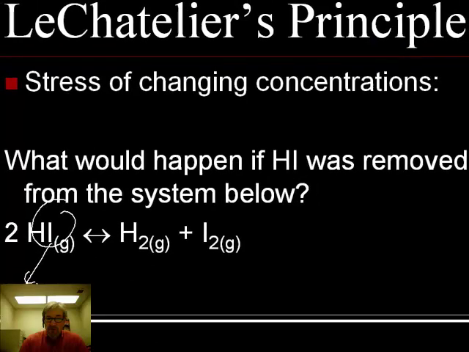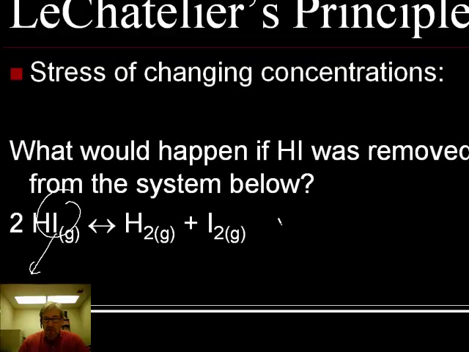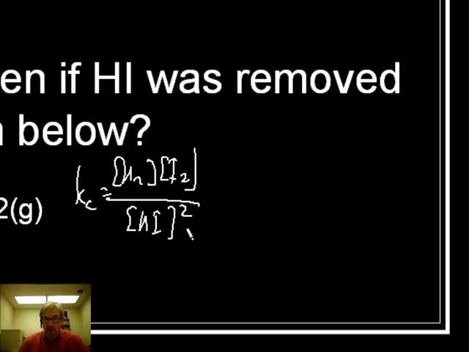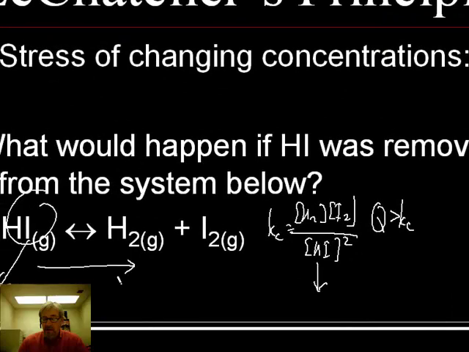Again, let's evaluate this in terms of what happens to the mass action expression. Kc is the concentration of H2 times the concentration of I2 divided by the concentration of HI squared. If I make this number go down, if I take HI out of the system, the denominator gets smaller. That makes the number bigger. So just like in the last example, Q is larger than Kc. The only way I can make Q go back down to Kc is to make the numerator larger and/or make the denominator smaller. So we can generalize here and say that adding product or removing reactant will cause the reaction to shift to the left.